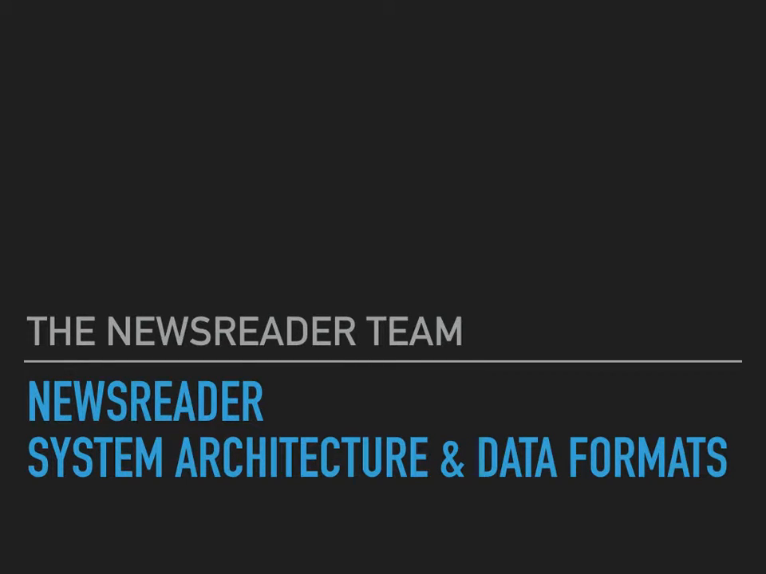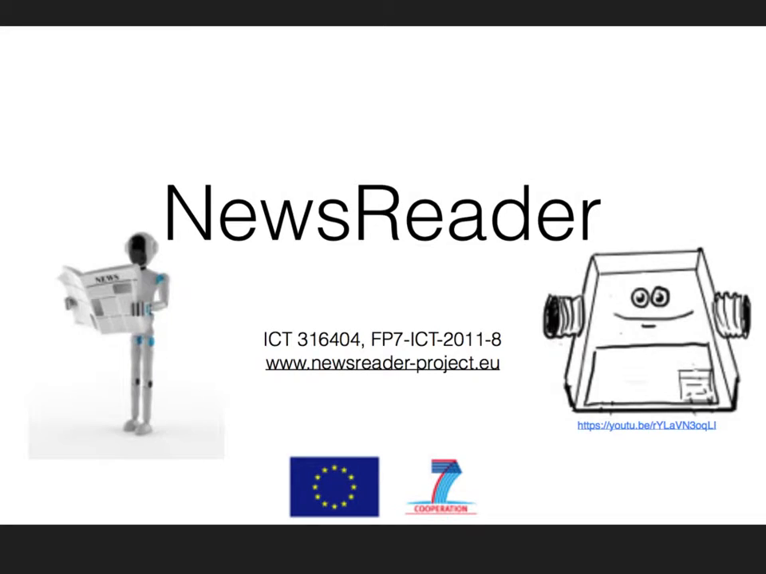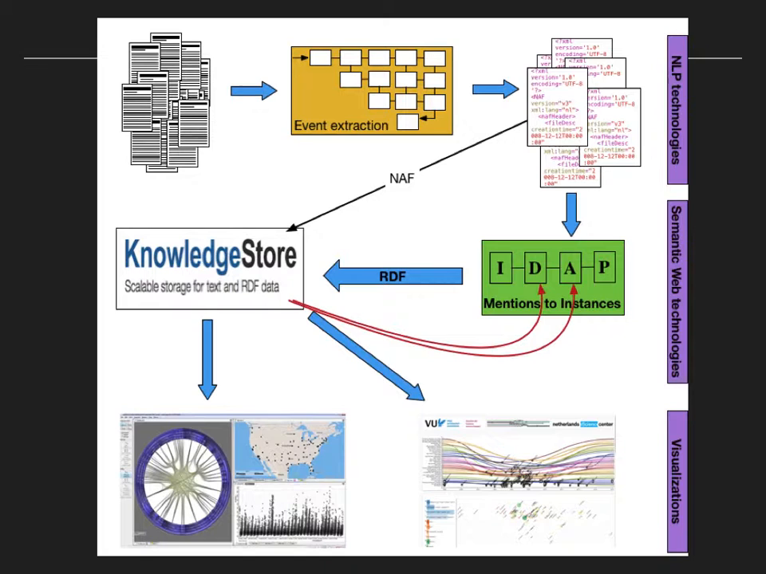NewsReader, System Architecture and Data Formats. NewsReader aims to identify what happened to whom, when and where in millions of news articles. Extracted information is stored in a structured database so that precise search can be carried out over immense amounts of data. This is a picture of the overall NewsReader architecture.